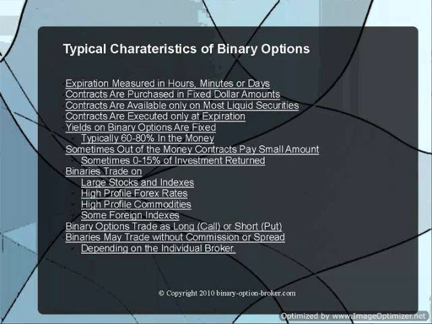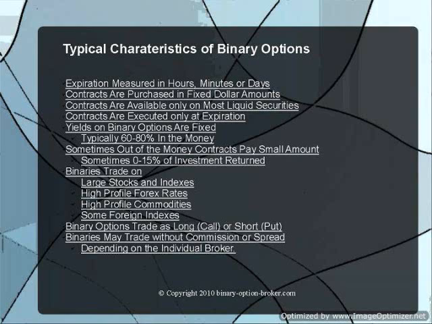Let's see, what else we want to talk about. Binaries trade on the large stocks and indexes. Typical stocks you might see are Google, Yahoo, Microsoft, IBM. Foreign stocks you might see are Volkswagen, BMW, perhaps Bayer, if you're familiar with German stocks.